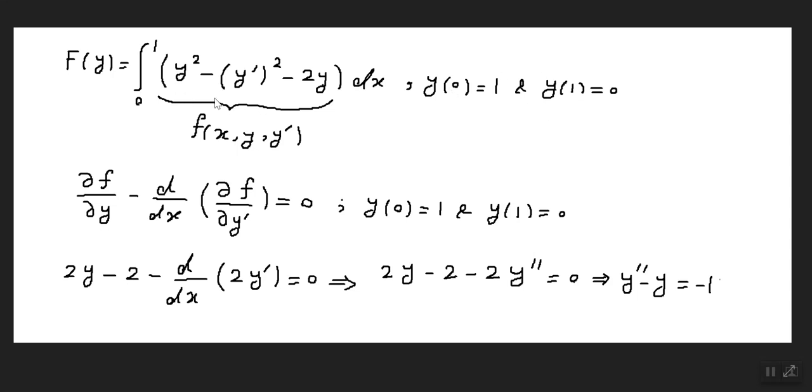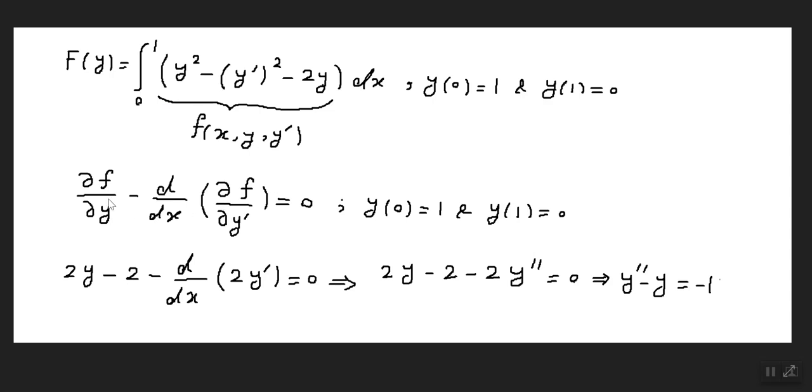Here you can see this y squared minus y prime squared minus 2y is our function f of x, y, y prime. Of course you do not see x here, but in general we consider this as a function of three independent variables x, y, y prime. Now to find the solution of this variational problem, we write down the Euler-Lagrange equation, this one.